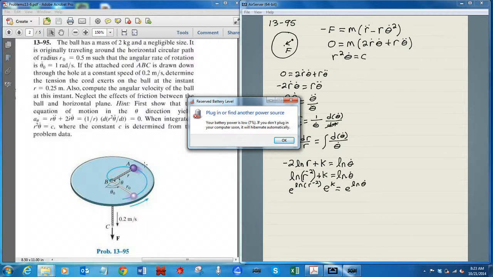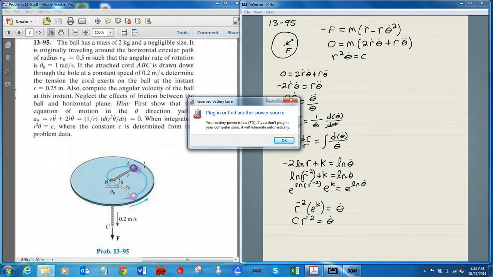So on the left hand side, I have r to the minus 2 multiplied by e to the k, and that equals, on the right hand side, again they annihilate each other, so I'm left with theta dot. Now e to the k is just a number, so I'm just going to call it c. So on the left hand side I have c r to the minus 2 equals theta dot. So that's the equation that they want me to use to complete this problem.